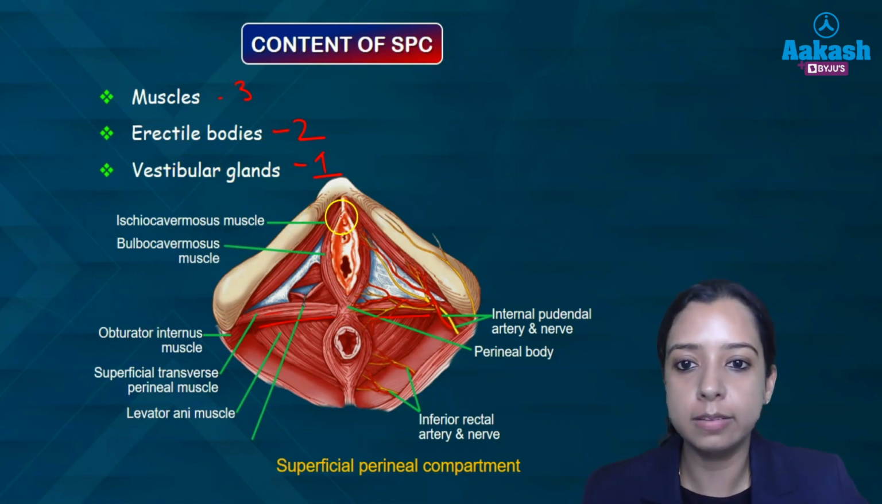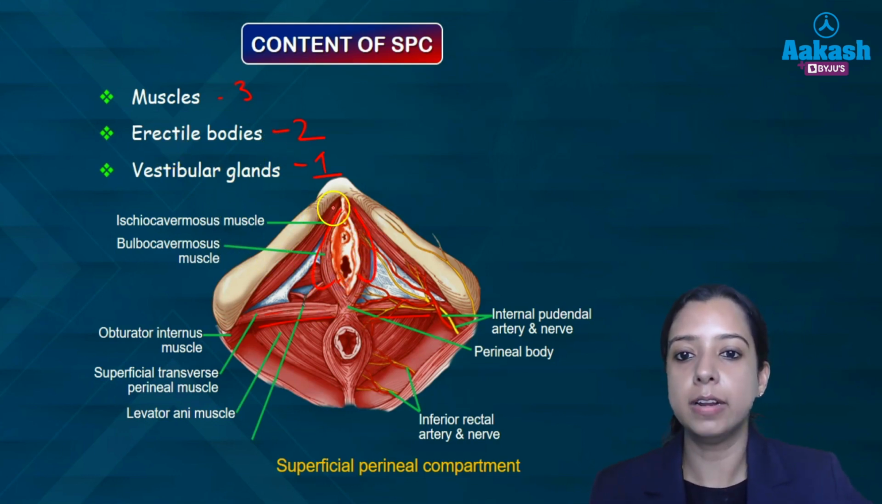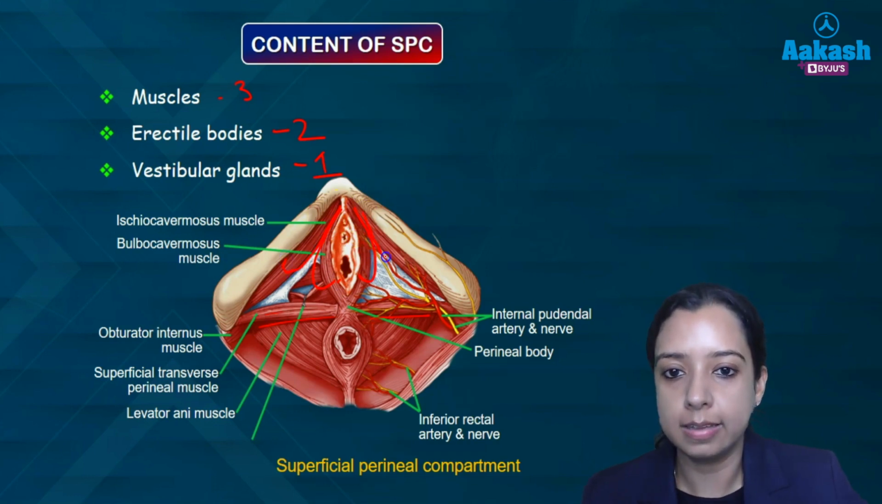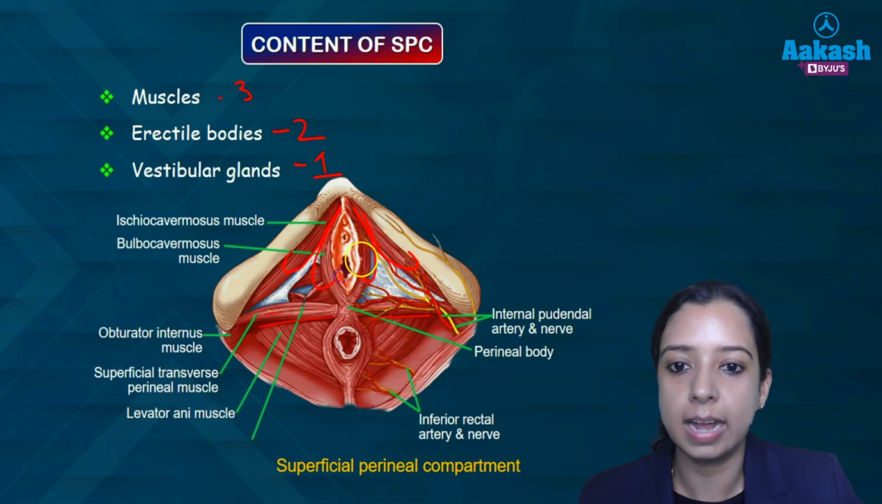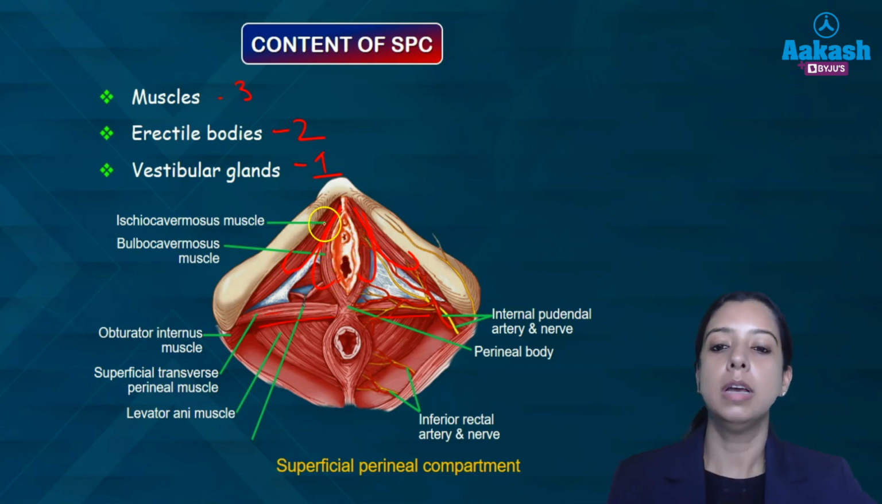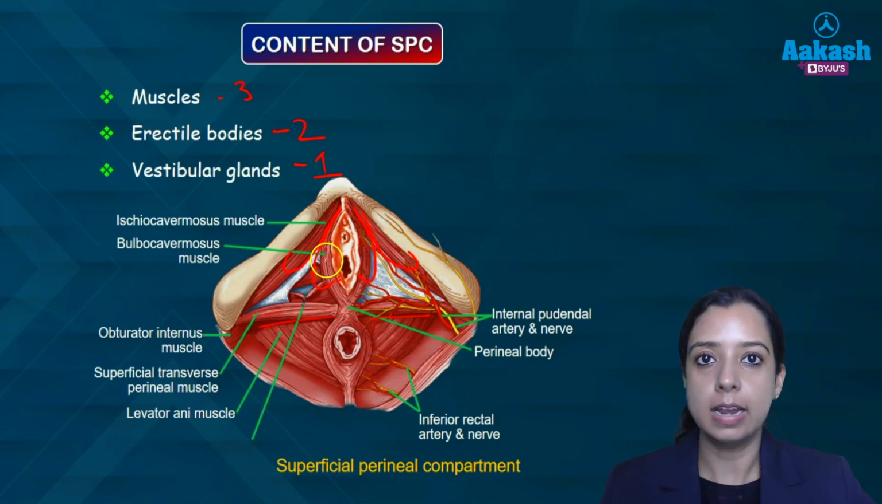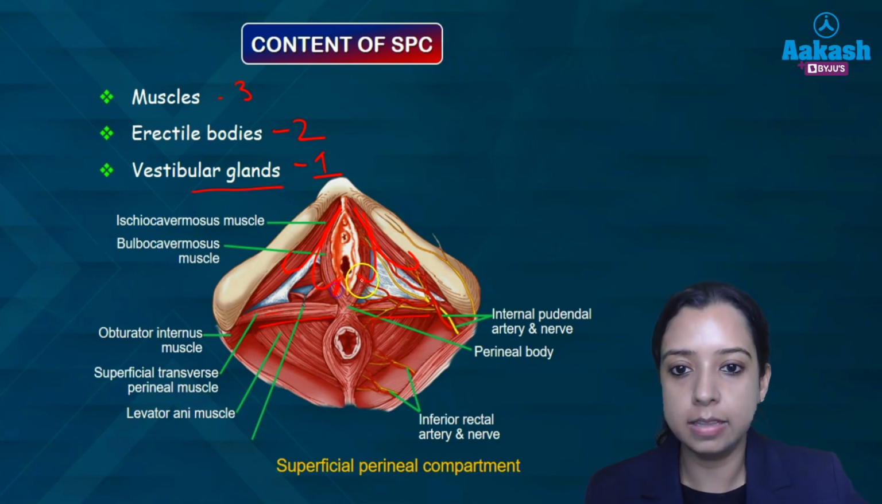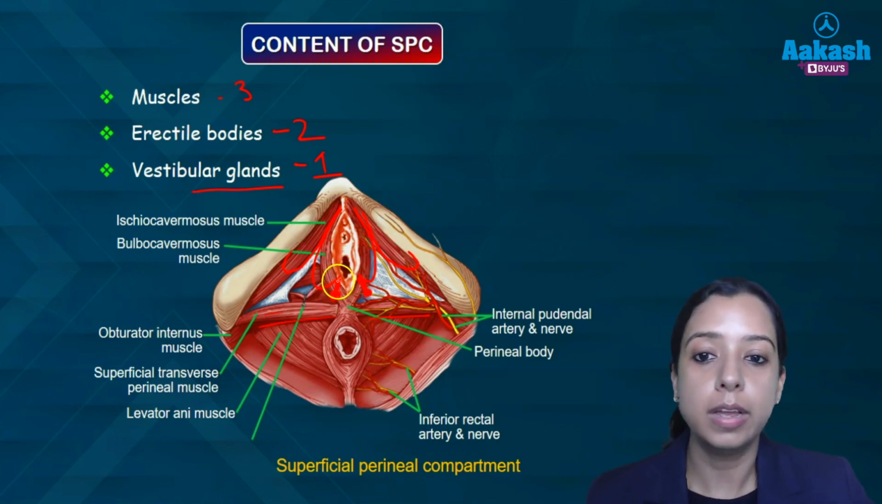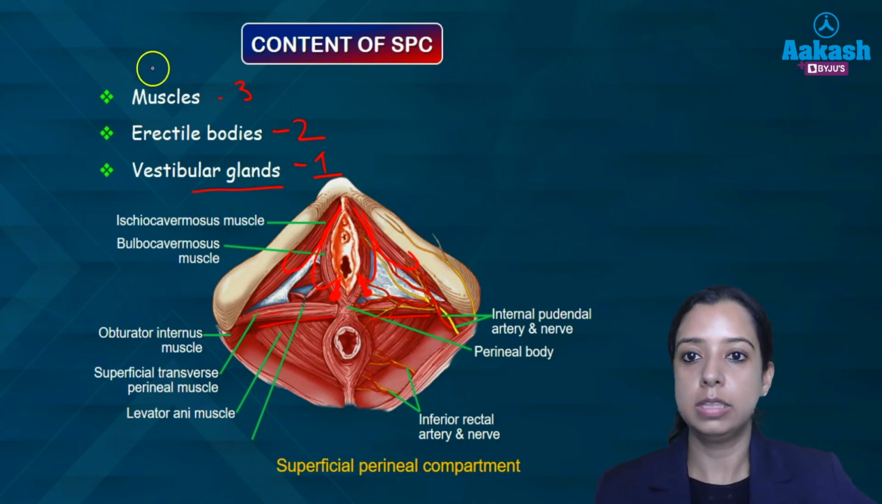There are 2 erectile bodies, one is the vestibular body and one is the clitoral body. Clitoral body lies here, crus of clitoris lies below ischiocavernosus and the vestibular body lies below the bulbocavernosus muscle. Both play a role during coitus in bringing the orgasmic contractions of the muscle. There is the vestibular gland, which lies just behind the vestibular body. Here lies the vestibular gland, which helps in secreting the alkaline secretions during the coital act. So this is the content of the perineal pouch, important, asked in NEET.